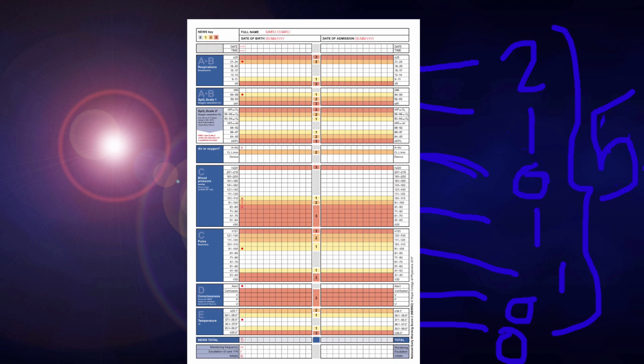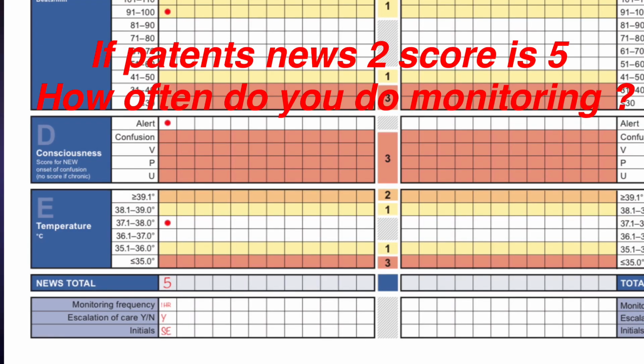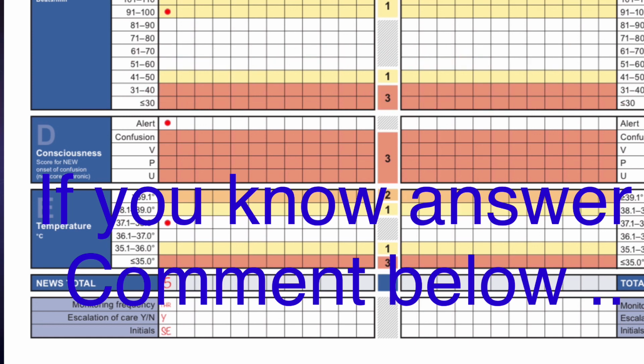How often we have to do the frequency, do you remember? If you remember, put it in the comment box. I just want to know whether you have understood or not. So the frequency you can put in the comment.